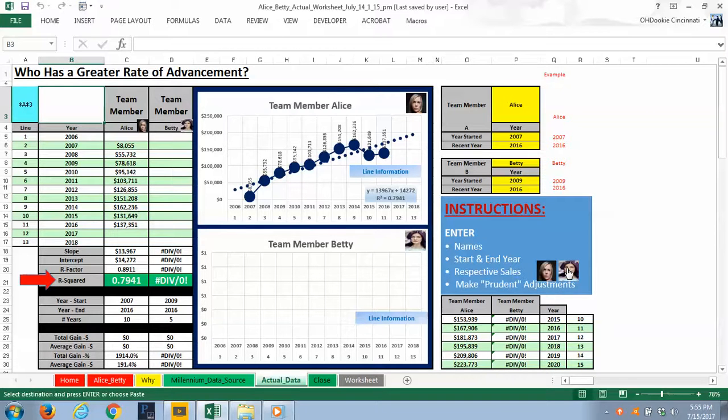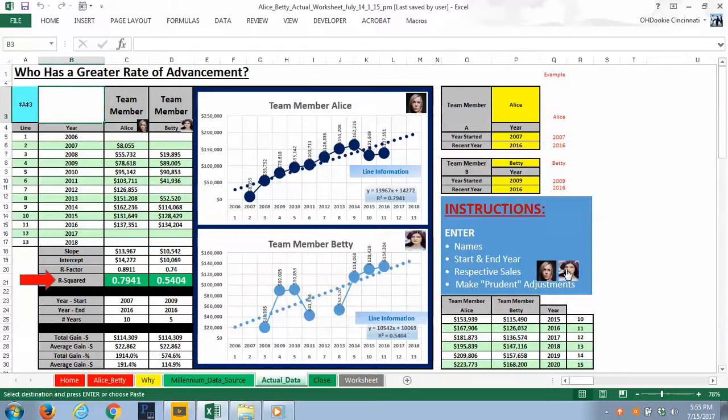First of all, let's populate Betty's data. We can see that here's her data right here in this graph, and we can see that she has some gaps here. The reason for that is that she had a family leave for approximately 3 years, and we're going to make that adjustment in the sales. But let's take a look at it right now.